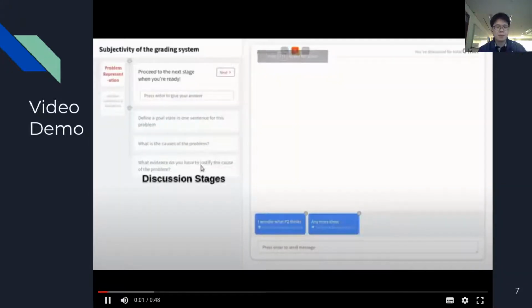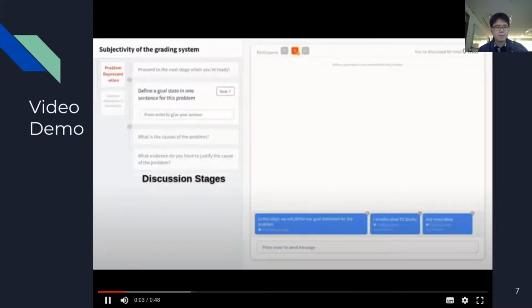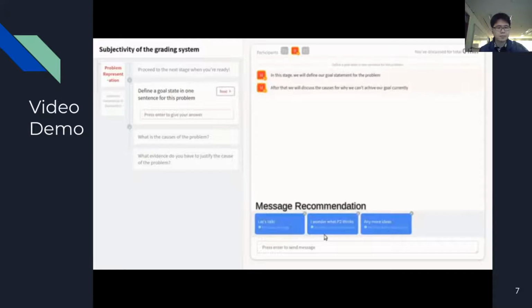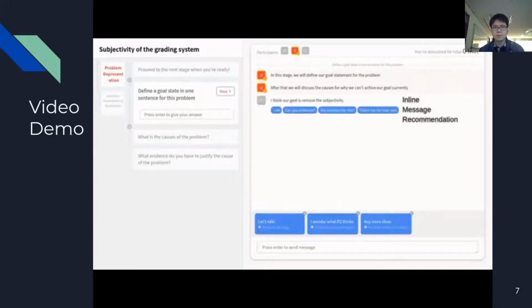In SolutionChat, a moderator takes full control of the discussion stage. At the beginning of a new stage, a moderator can take the recommended messages for the stage introduction or manually type messages. When a participant sends an opinion suggestion message, SolutionChat recommends inline moderator messages. If the moderator clicks a recommended message, it will be added as a threaded message.